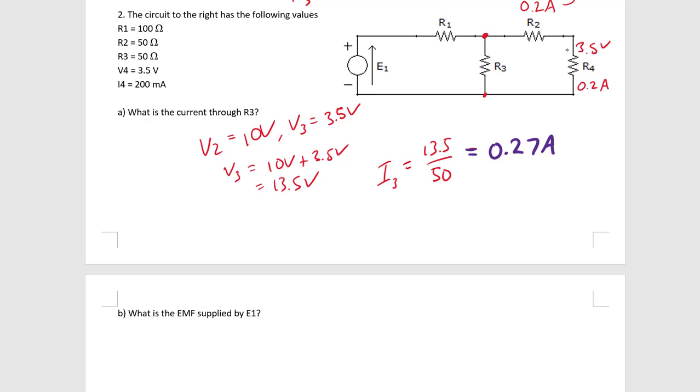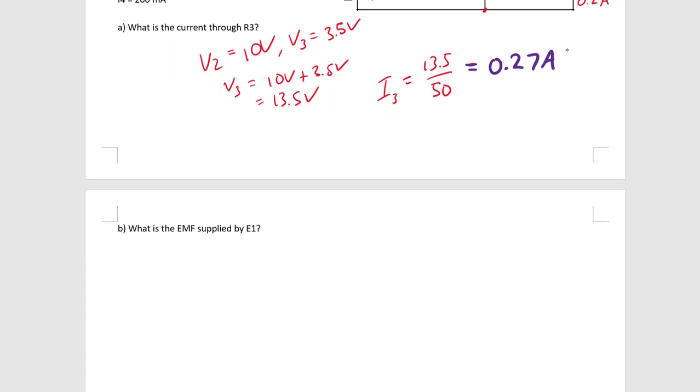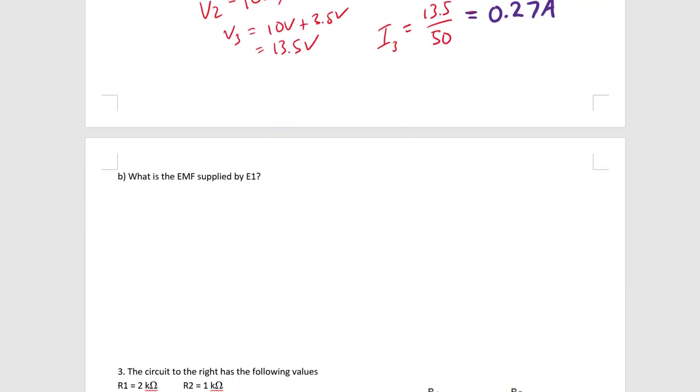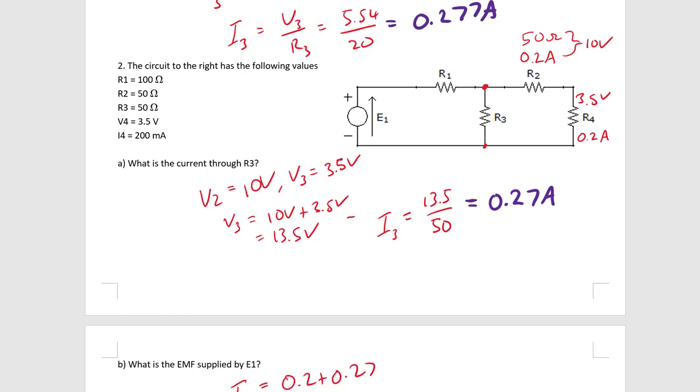I don't need to worry about it. It's been given to me as 0.2 amps. So what's going through this branch is 0.2 amps, and what's going through this branch is 0.27 amps, which means the current going through the whole circuit is going to be 0.2 plus 0.27, and that will be equal to 0.47 amps.